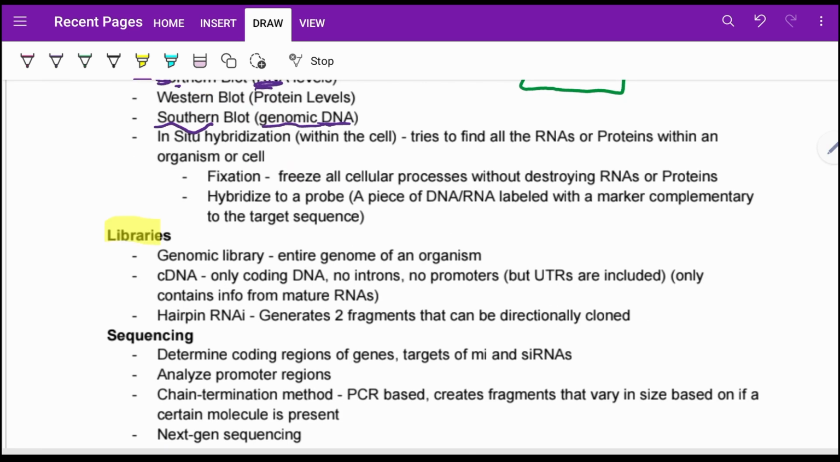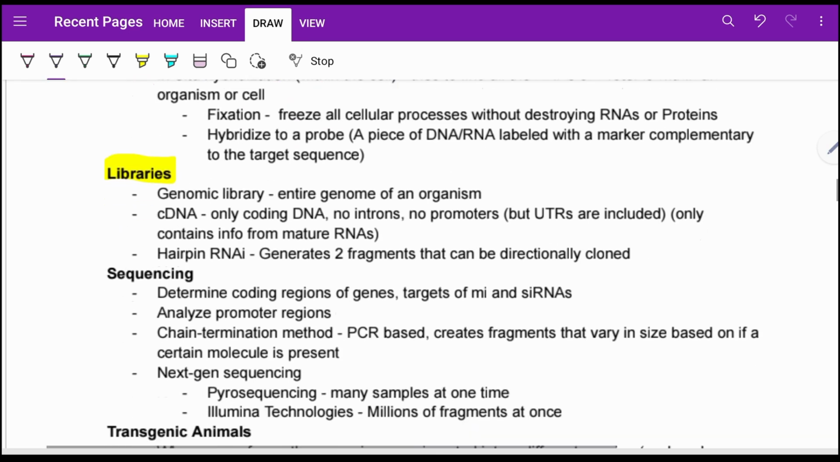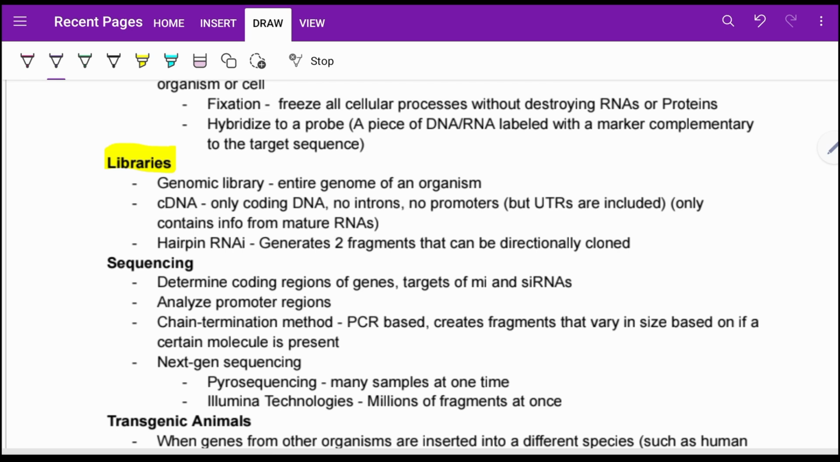We also have different libraries, and we have the genomic library, and that's usually the entire genome of the organism. If we are in a cDNA library, that means we're only using coding DNA, and that does not include introns or promoters. This is basically the DNA transcribed from mature RNA. So everything that was spliced out doesn't get included.